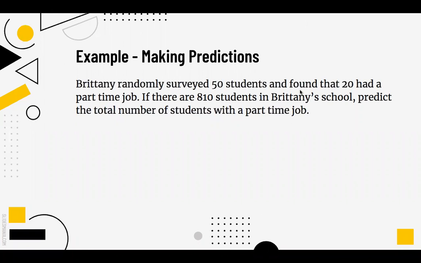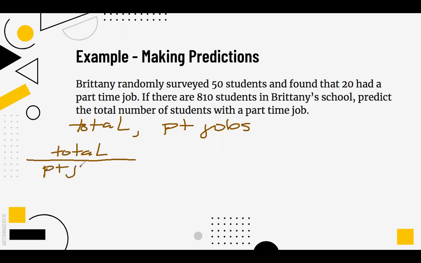Okay, so it says that Brittany surveyed 50 students. So that means we have a total number of students. And then we also have students with part-time jobs, right? Okay, so when you are setting up your proportion, you can either set it up horizontally or you can set it up vertically. So the first one, let's set it up horizontally. So when I say horizontally, that means we're going to do total over part-time jobs.